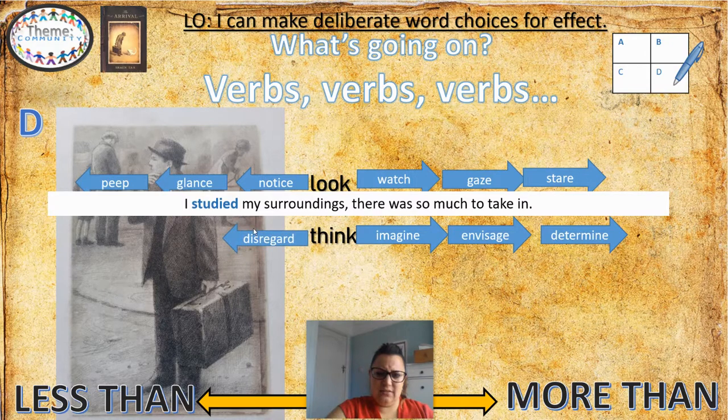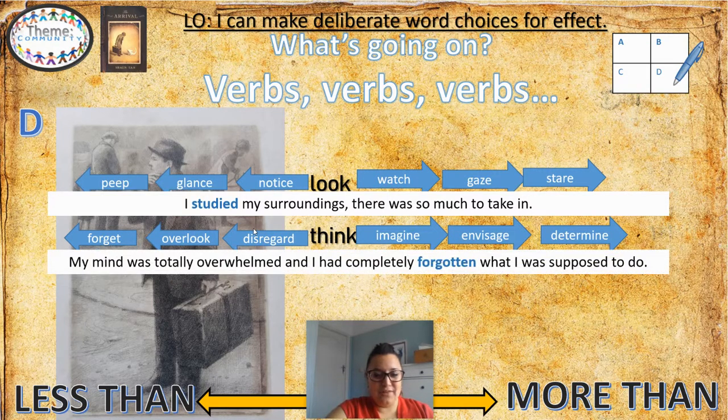Less than thinking. Not to disregard it, not to give it time. Less than that, overlook it completely. Not even see its importance. Less than that, forget completely. Which ones may best describe our character at this point in the story? Pause the video now so you can make your choice and write your sentence.